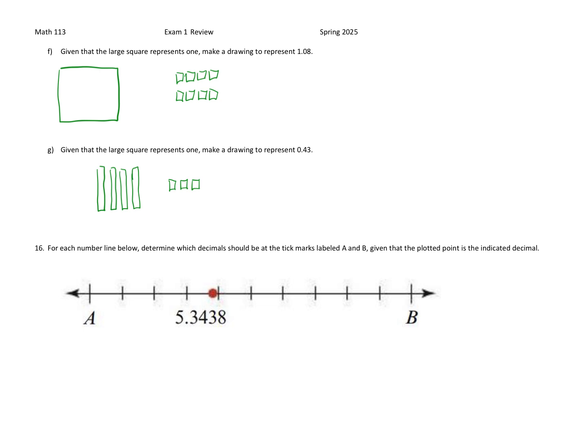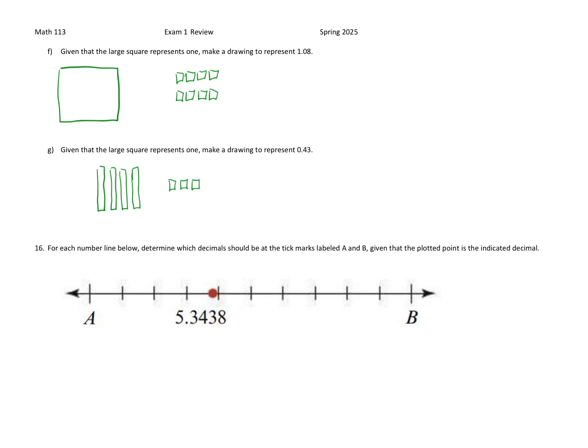For each number line below, determine which decimals should be at the tick marks labeled A and B, given that the plotted point is the indicated decimal. Okay, so this point right here is 5.3438. So I'm just thinking about what's on either side of this number. So I'm really, really close to the next tick mark. So this 8 indicates I'm really, really close to 5.344, right? So I'm really, really close to having this be 5.344.